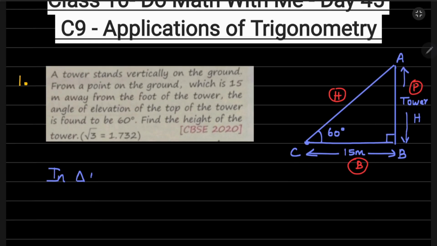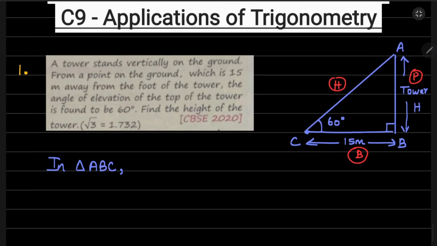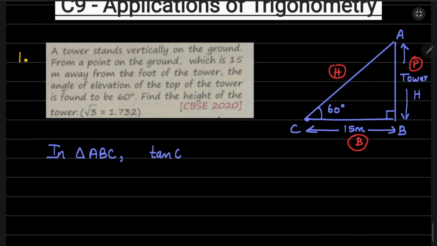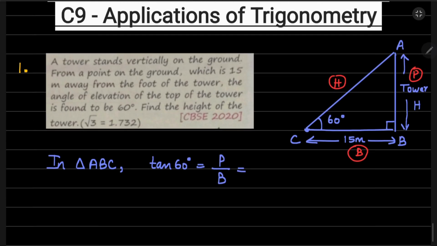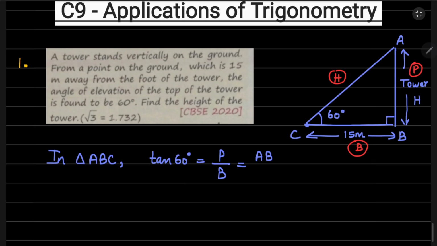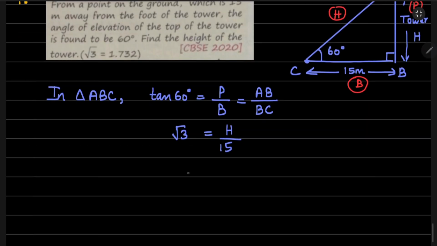Okay, so now let us do it. In triangle ABC, you have to take tan of 60 degrees. Tan 60 is nothing but, we know tan is equal to P by B. What is your perpendicular? AB is your perpendicular, which we have to find, and BC is your base, right? Tan 60 is root 3. You should know all the trigonometric values of the angles in this particular chapter. What is the length of AB? We don't know. It is just capital H, divided by BC, which is 15. Just cross multiply.